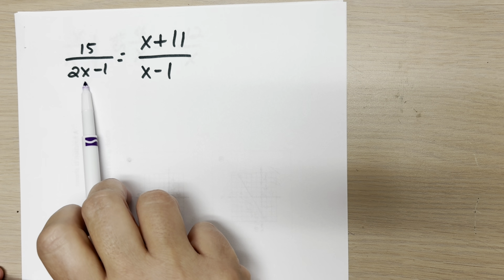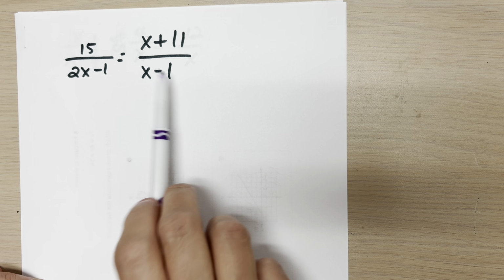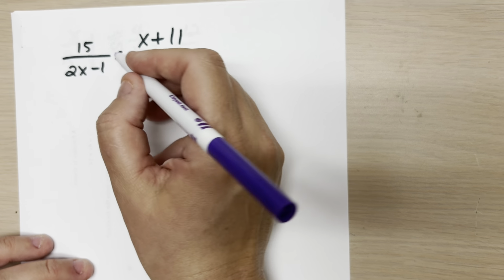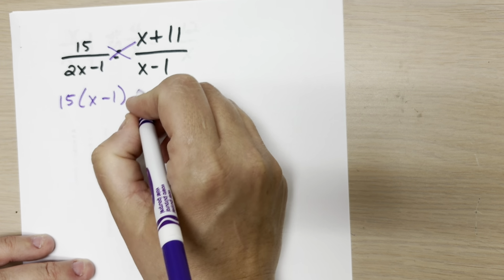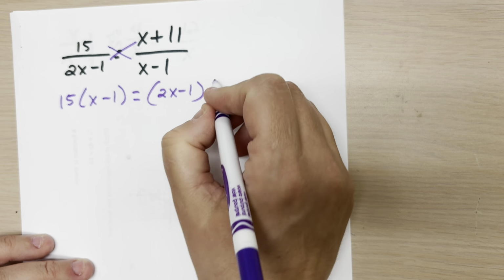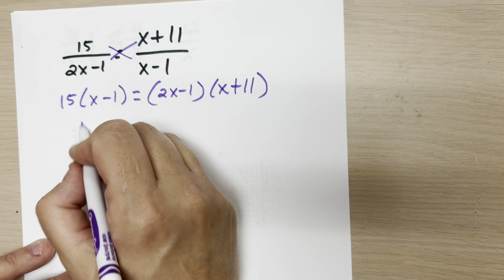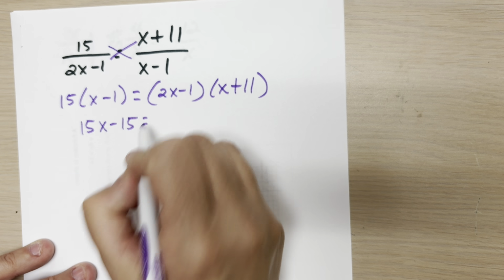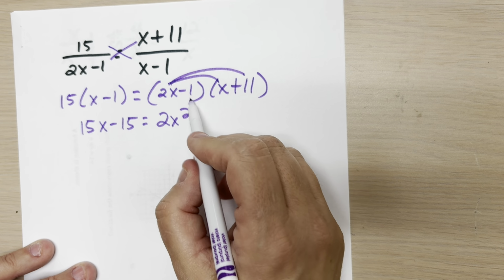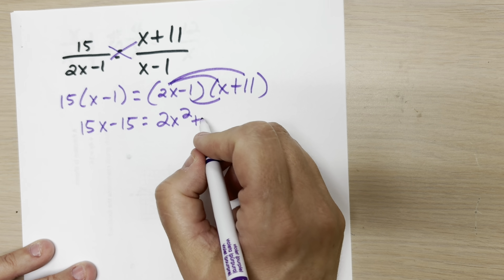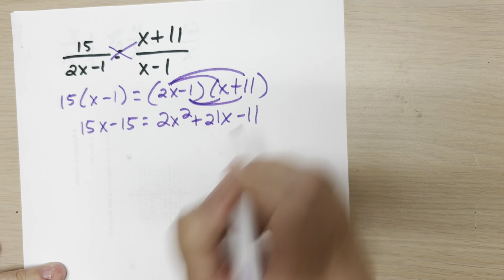All right, I've got 15 over 2x minus 1, and that's equal to x plus 11 over x minus 1. A fraction equals a fraction, that's a proportion, so we can cross multiply to solve this. So I've got 15 times the quantity x minus 1, and 2x minus 1 times the quantity x plus 11. We're going to distribute over here, so 15x minus 15. We're going to multiply out here, so we have a 2x squared, a 22x minus 1x is 21x, and negative 1 times 11 is negative 11.